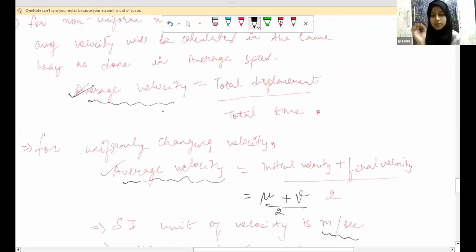Now, suppose in the question, I am not given the time. I am not given the displacement. Okay. So it is being asked to calculate the average velocity. I am only given the initial velocity and the final velocity. Initial velocity is the one in which.